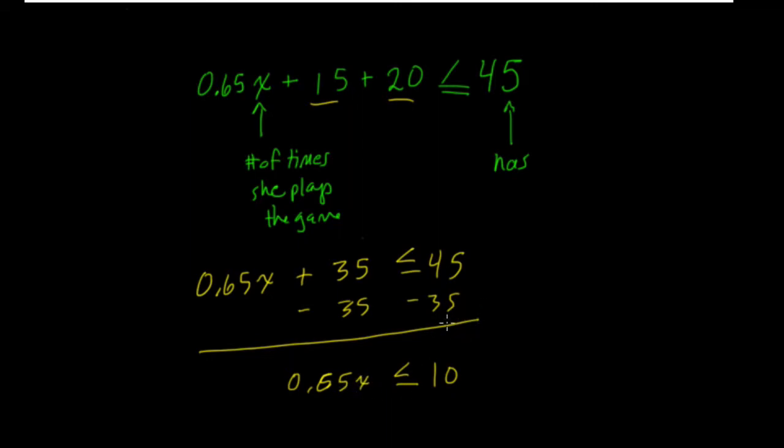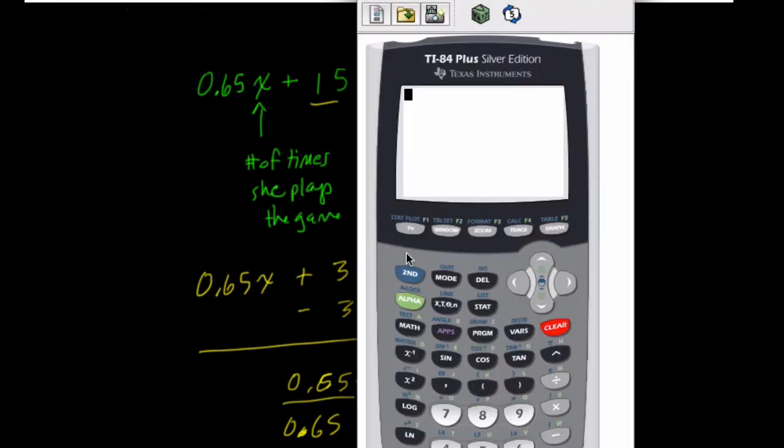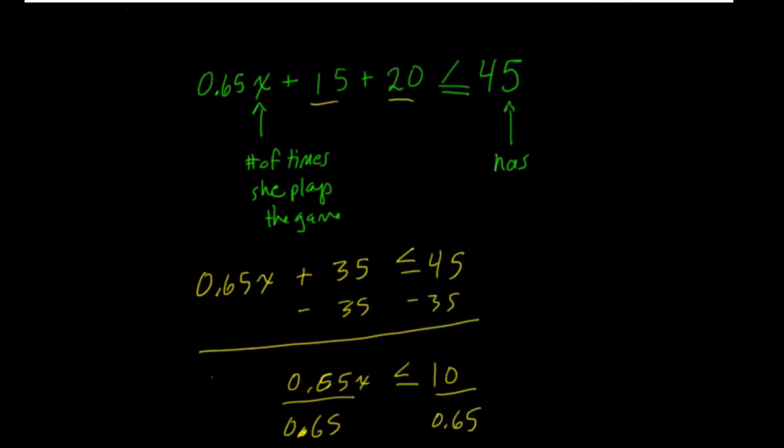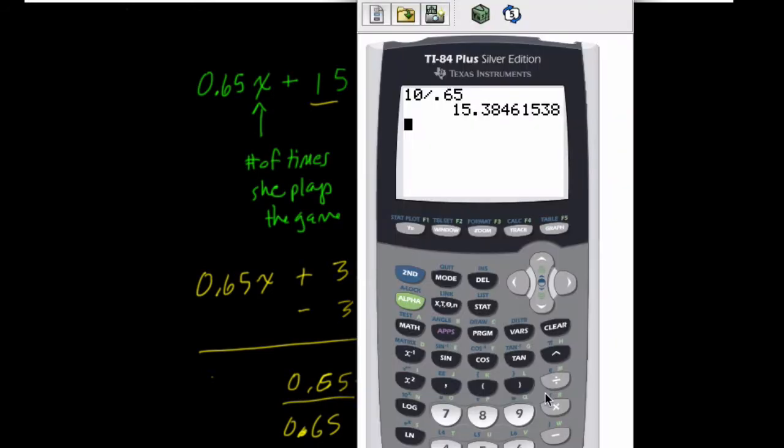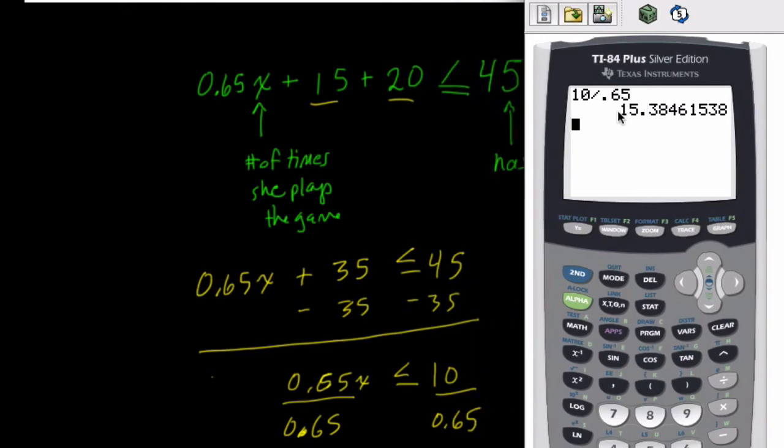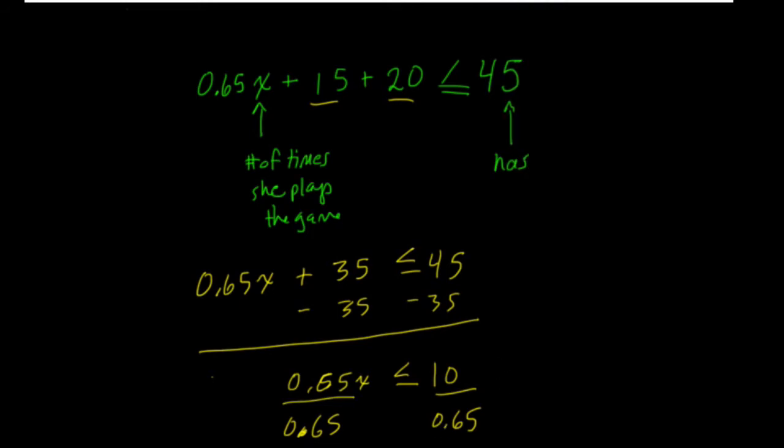So how do we solve for x? Well, we divide by 0.65 on both sides, and x has to be less than or equal to 10 divided by 0.65. So 10 divided by 0.65 is 15.3846. This number right here is the value for x that would equal the amount she could spend, 15.4 let's say, we'll round it.